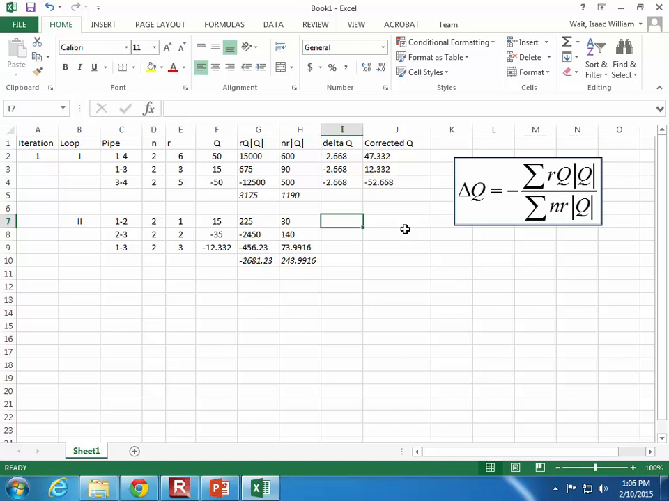Now, the delta Q equals negative that divided by that, equals negative this divided by that. All right.